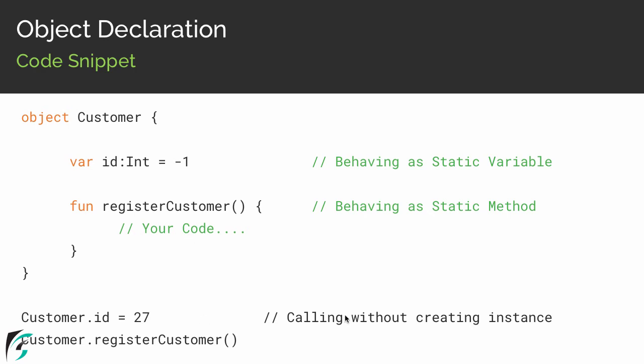Notice here we are calling without creating any instance. That is, we don't need to declare it as an object explicitly. Kotlin by default creates an object instance, that is a singleton instance, for our Customer class or object.